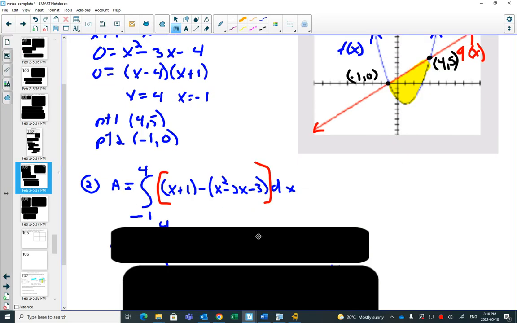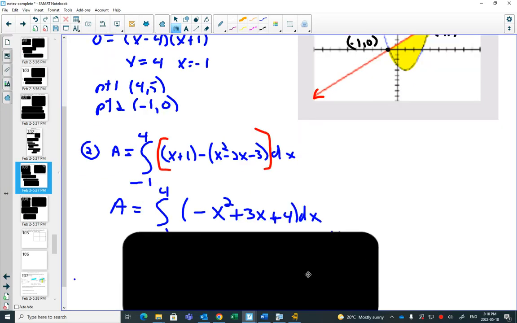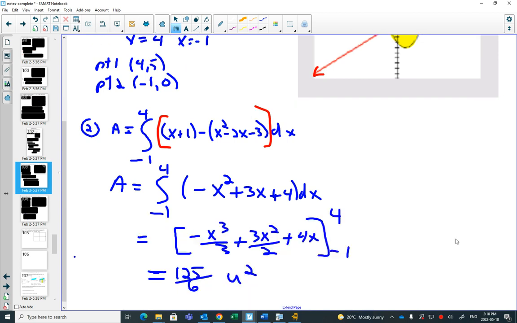So now when we simplify, the integral is not hard to do. And again, I didn't even show the work here for plugging it in. 125 over 6 is the area.